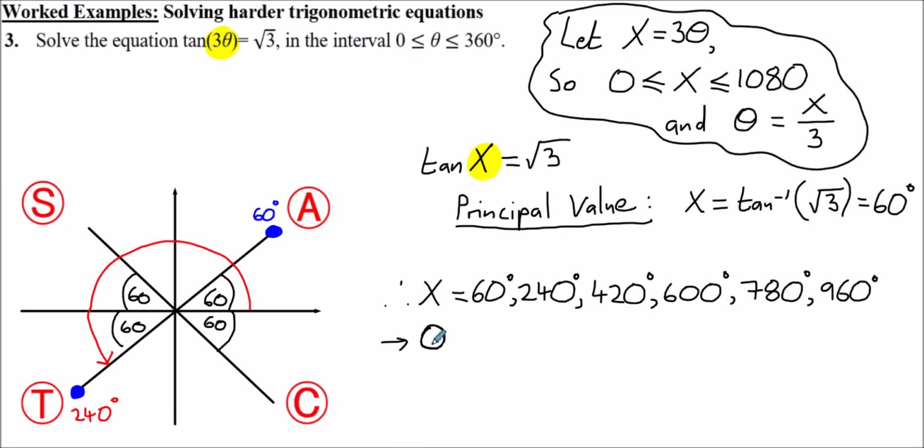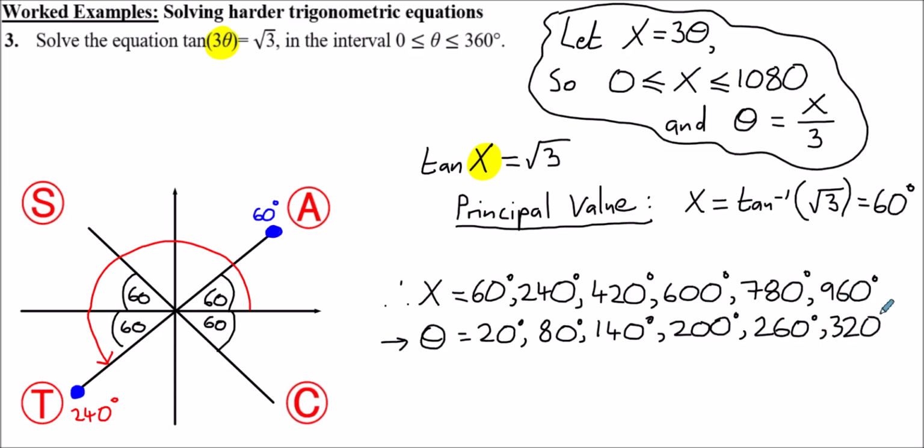So our final answer, to go from x to theta, we take our x's and divide each of them by 3. And so 60 divided by 3 is 20, 240 divided by 3 is 80, and so on for each of the values above. And again, use a calculator to make sure you don't make any silly mistakes like I'm quite likely to make. But don't worry, I've checked these beforehand, so I can assure you I'm not making these mistakes right now, thankfully. And that one is going to be 320 degrees. And so that concludes the worked examples.